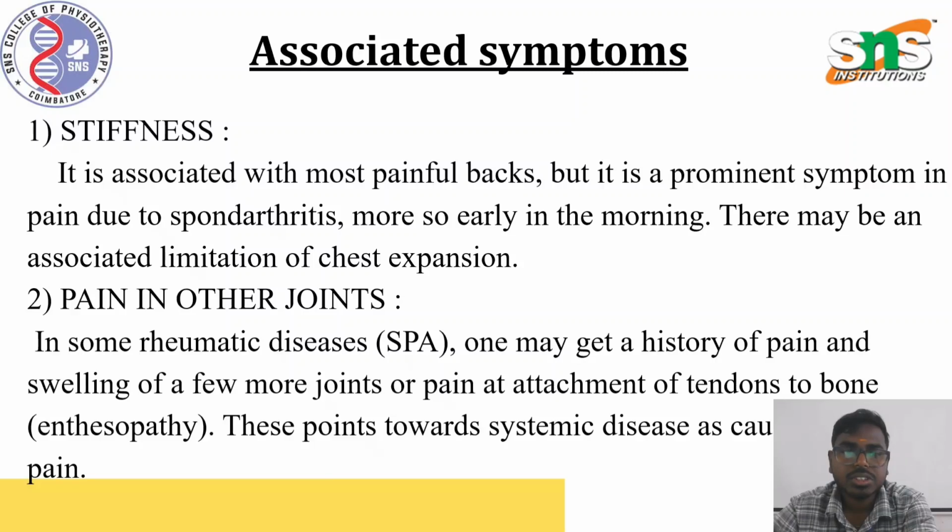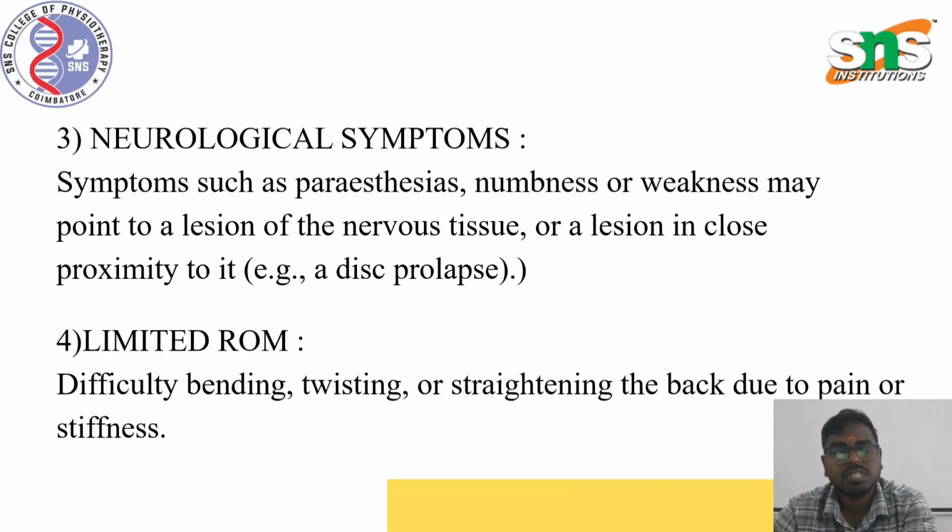The associated symptoms for these are stiffness and pain in the other joints. Stiffness is most painful in the back regions, and pain in other joints such as in the traumatic diseases is also an associated symptom for low back pain conditions. It also shows neurological symptoms such as paresthesia, numbness, and weakness at the point of lesion at the nerve tissue, and it also shows limited range of motion.